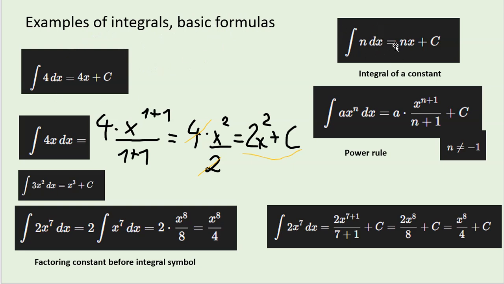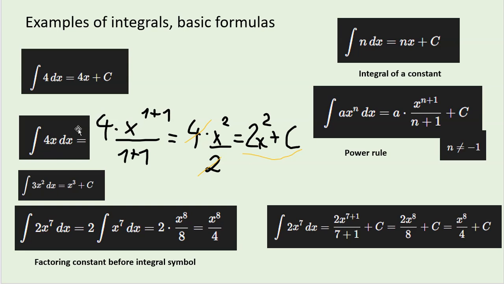First formula is integral of a constant. It tells us integral of n dx equals nx plus c. So n can be any number. This is a symbol of a number, constant. So for example, integral of 4 dx equals 4x plus c. So integral of a constant gives constant times x.